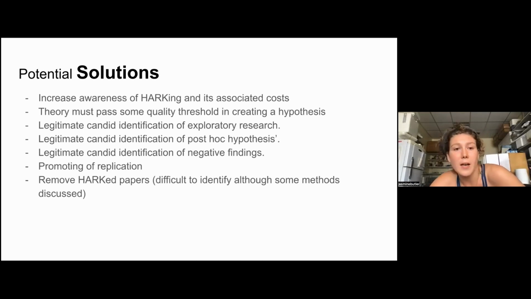The next 3 points I think are particularly relevant, that legitimate candid identification of exploratory research, post hoc hypotheses, and negative findings should all be equally as able to publish as a confirmation of a previous hypothesis. And if we do that, then I think we'll take away a lot of the temptation of authors to HARK hypotheses. And then the last one that is presented as a solution is, of course, replication, which is something we talk a lot about here and would largely help, especially removing the type 1 errors that might start to be generated within the scientific theory.